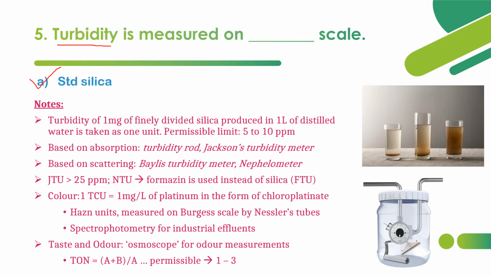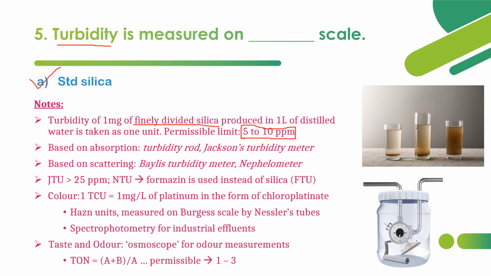Turbidity of 1 milligram of finely divided silica produced in 1 liter of distilled water is known as 1 unit of turbidity. So the permissible limit as per IS code, what is that? 5 to 10 ppm in drinking domestic water. Domestic water turbidity shall be around 5 to 10 ppm only.